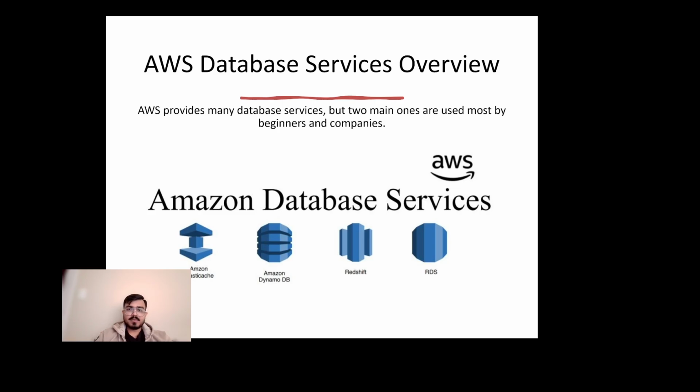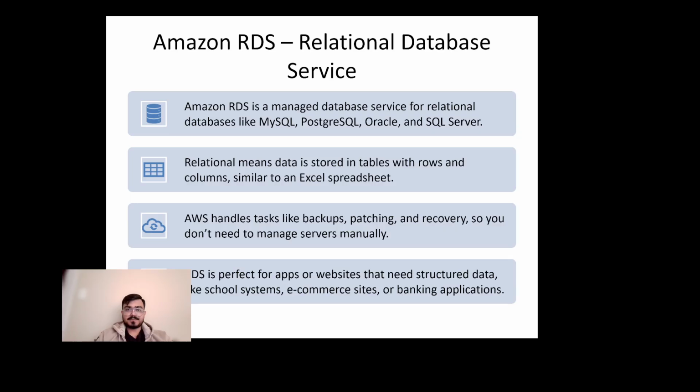AWS database services, an overview. In AWS, there are many database services, but the two main ones for beginners are Amazon RDS, Relational Database Service, and Amazon DynamoDB, a NoSQL database. So let's understand what this means step by step.